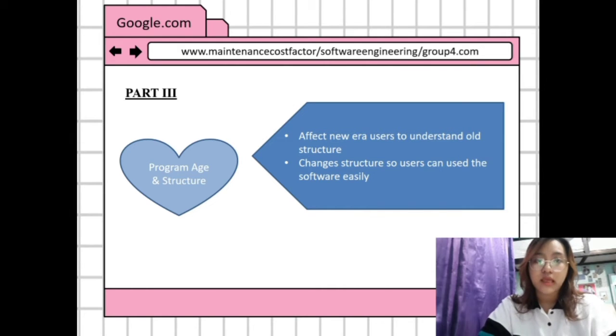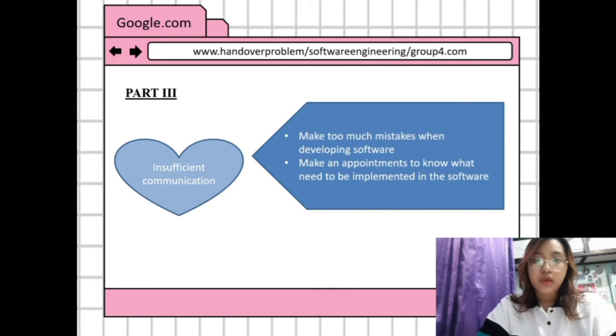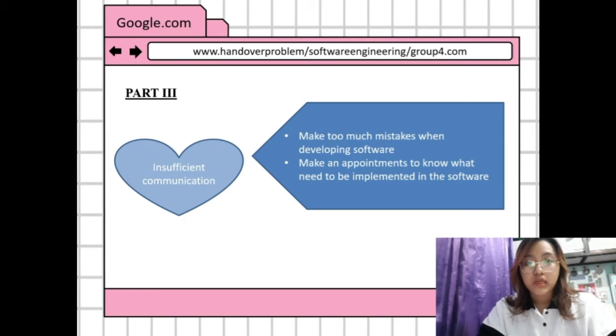The one that has been detected in the MPK website for handover problem is insufficient communication, in which developers will make too many mistakes when developing the software because of lack of communication. So to prevent this from happening, developers need to make an appointment to know what needs to be implemented in the software so that good software can be implemented.